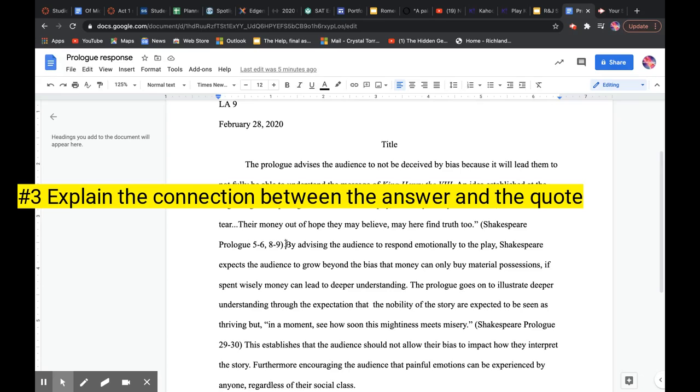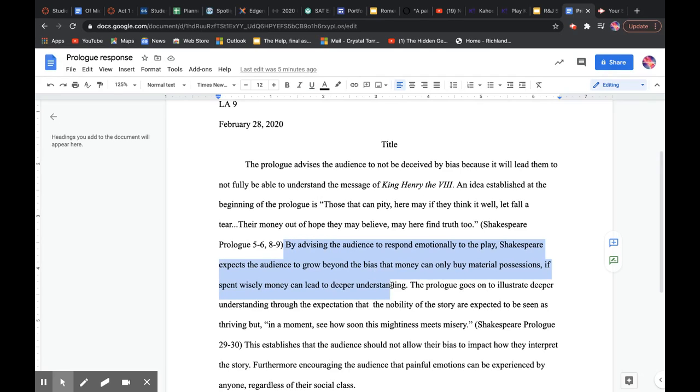Moving on, after we have our quote, we need to make sure that we explain the connection between our answer and the quote. So, in my explanation, I say, by advising the audience to respond emotionally to the play, Shakespeare expects the audience to grow beyond the bias that money can only buy material possessions. If spent wisely, money can lead to deeper understanding.